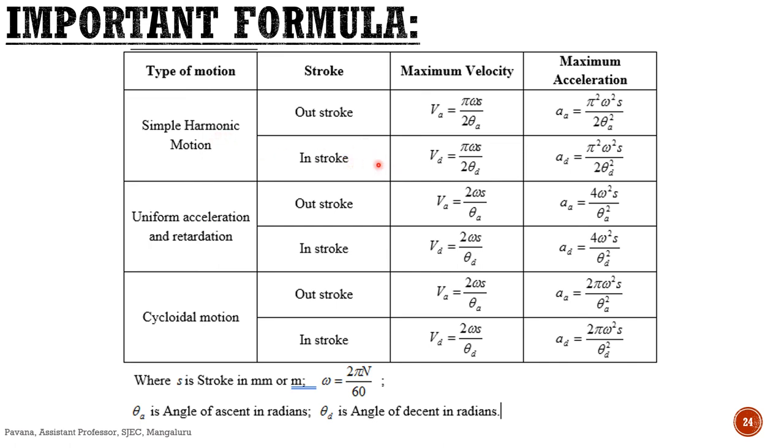If a follower is moving with simple harmonic motion in the outstroke, and you want to find the maximum velocity, we use this formula. Okay, in the same way if you want the maximum acceleration, we use this formula: velocity is here, acceleration is here. In the same way, if the motion is taking place with simple harmonic motion in the instroke, that means it is coming downwards with SHM, and you want to find the maximum velocity, you make use of this formula. Okay, so 12 formulas are there, so you need to learn these by heart.